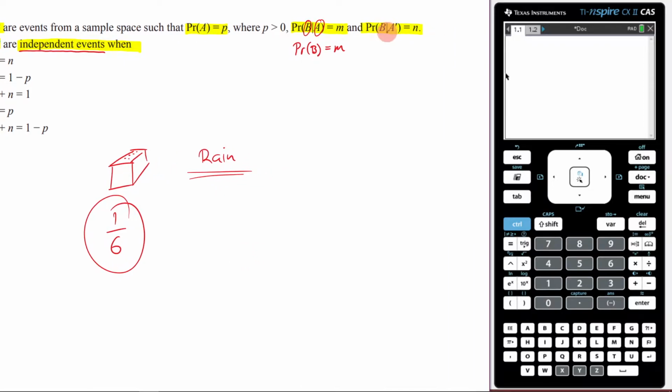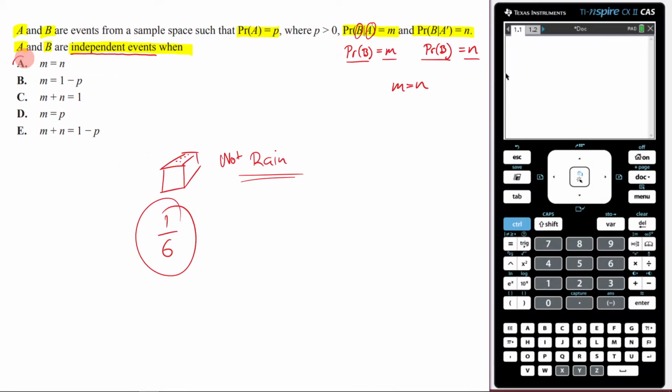Well, let's come over here now. The probability of B given the complement of A is equal to N. Well, this is like saying, what's the probability of rolling a 6 if it's not raining outside? They're independent events. Whether it's raining or not raining doesn't impact it at all. This too is just the probability of B. So that means the probability of B is equal to N. And hopefully you can see the probability of B is M, the probability of B is N, so M is equal to N. And just like that, we've answered the question.